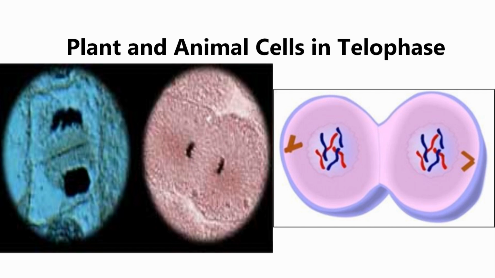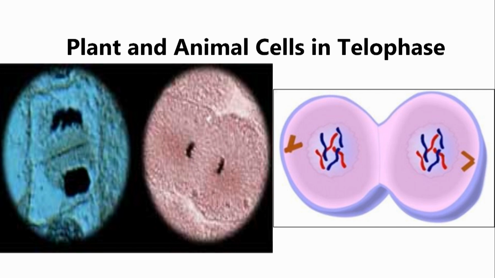That's called a cell plate. In this picture on the far right, instead of a cell plate, you can see that it looks like the cells are kind of pinching in the middle. That's called a cleavage furrow. And so what's happening here in telophase is it actually looks like you have two new cells. There are a couple of different things that happen in telophase.